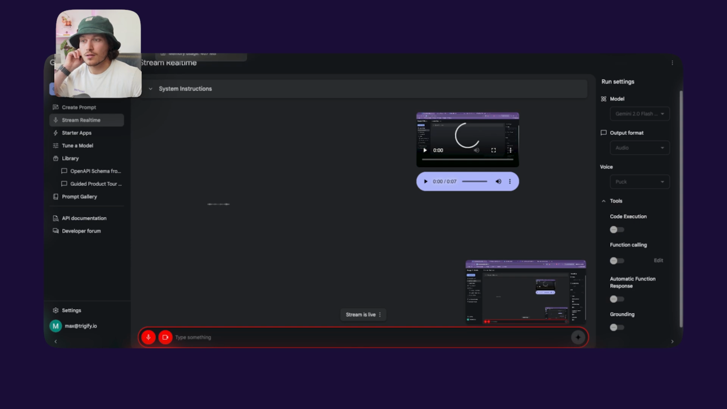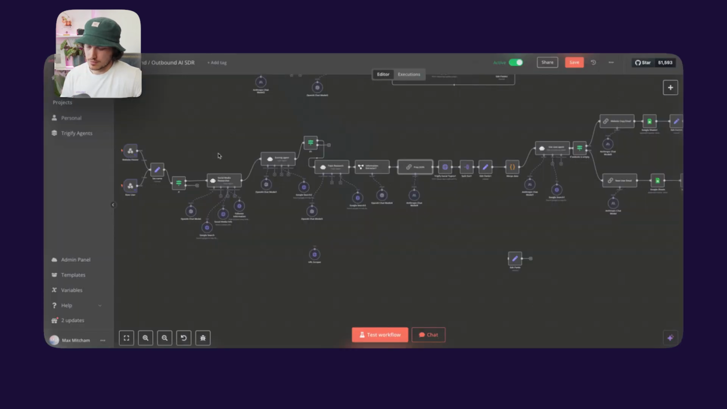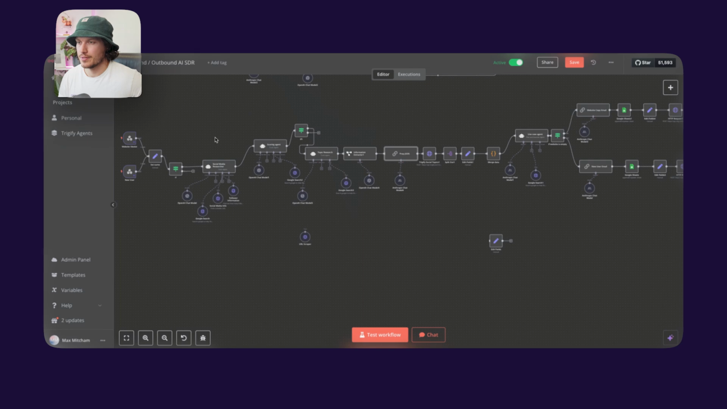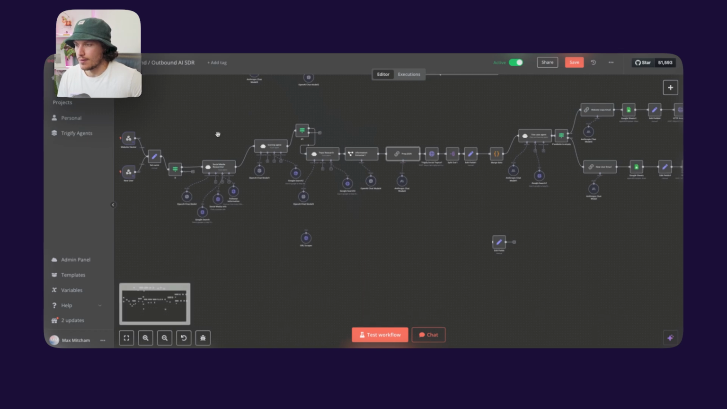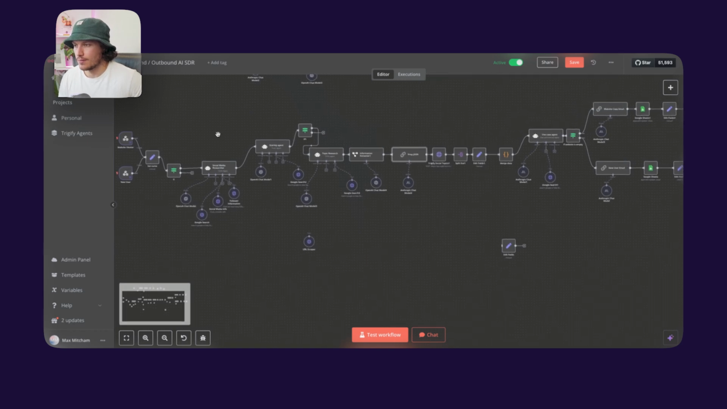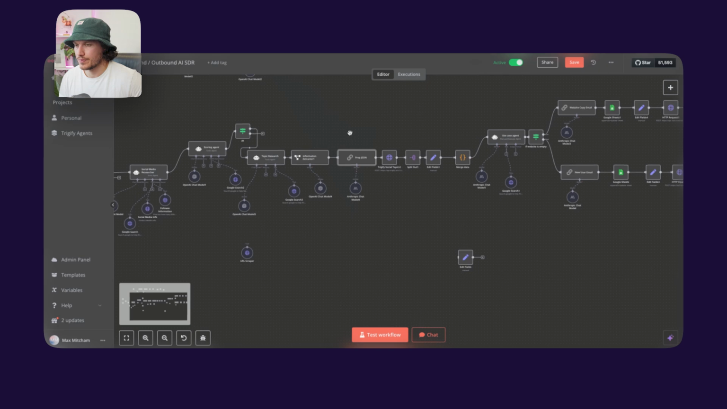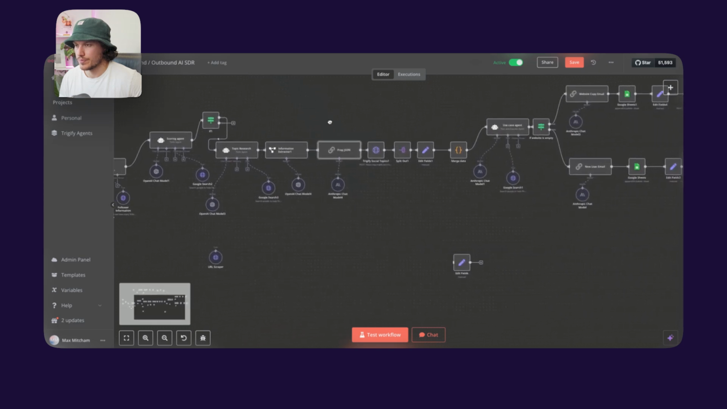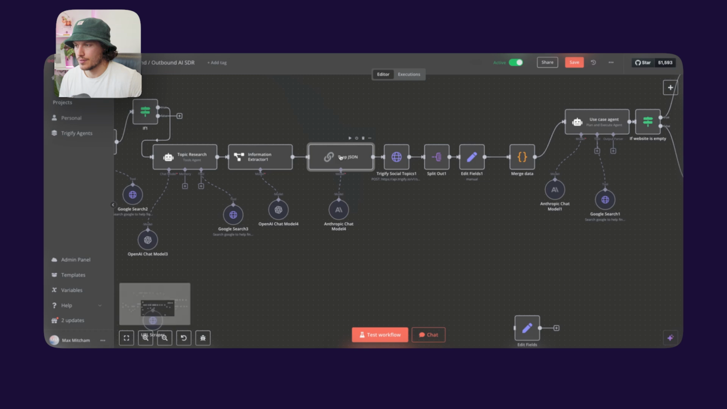Hello. Hello to you as well. Is there anything I can help you with? Yeah, what do you see here? I see a diagram that appears to be a workflow or a process map. It has various nodes connected by lines, with labels like website visitor, social media, Google search, and others. It seems to depict the flow of data or actions in a system. Is there a specific aspect of this diagram you'd like me to elaborate on?